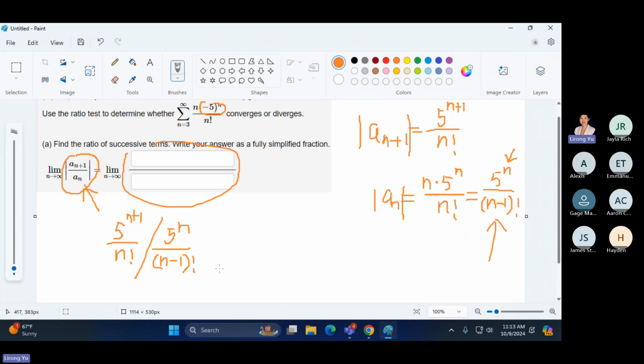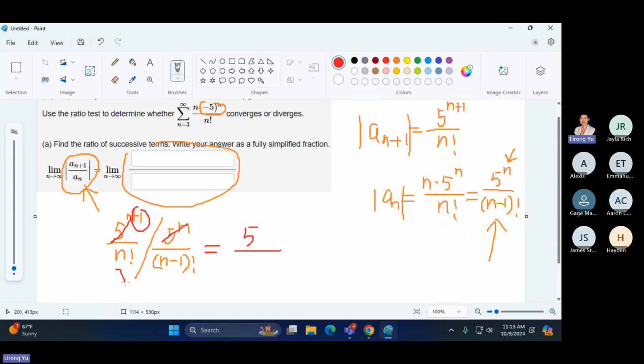Number one thing is we can cancel the 5 to the power n. It's in the numerator and also in the denominator, so that's a common factor. You cancel the 5 to the power n, and you have one factor of 5 left, so you have 5 in the numerator.